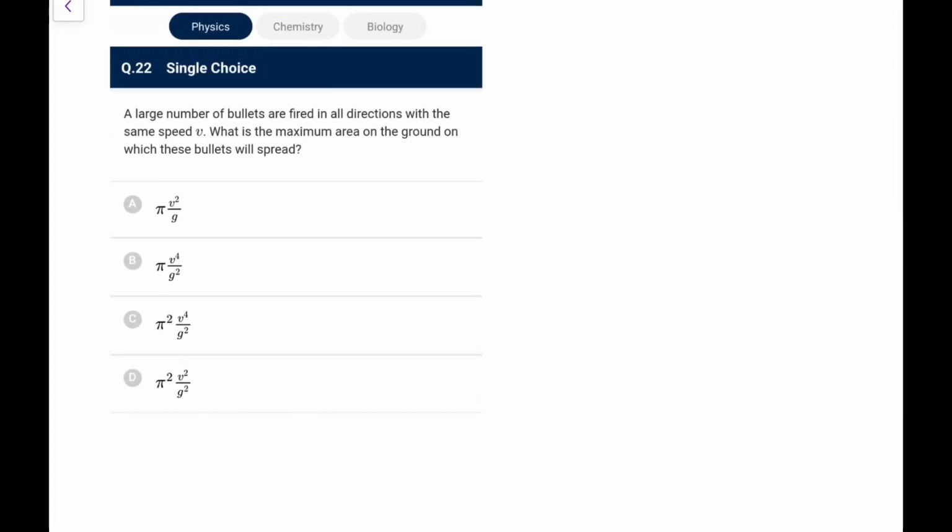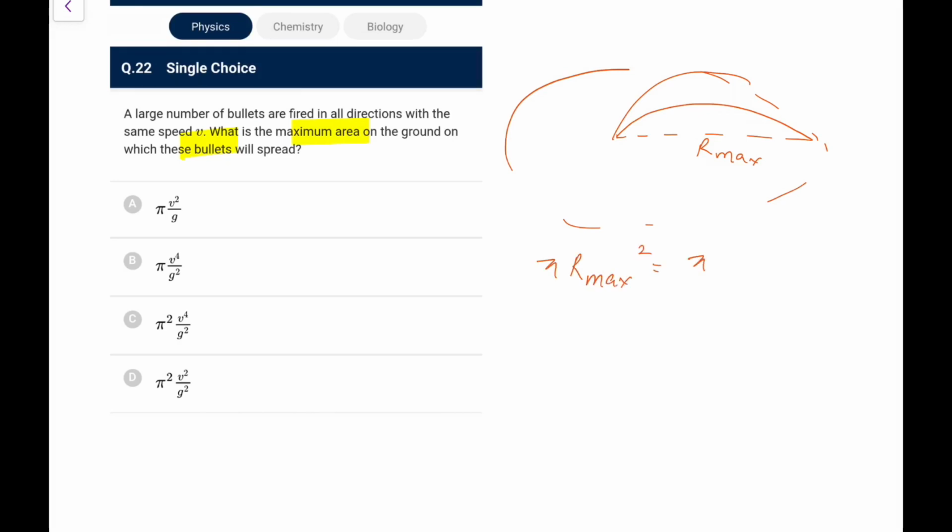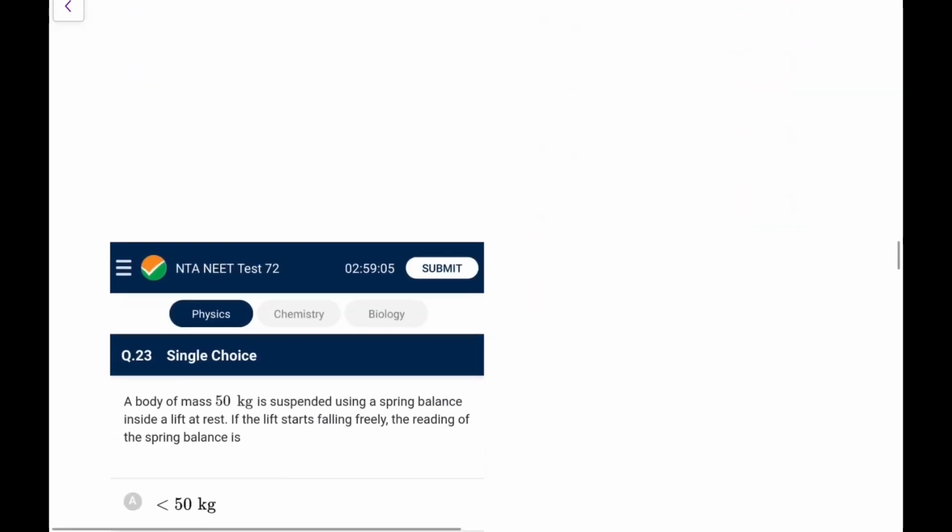Next, a large number of bullets are fired in all directions with the same speed v. What is the maximum area on the ground that they cover? You remember this thing, the maximum range for anyone, it is going to be R max, and if you throw in all directions, it will go like this in all directions, it will be a circle. So maximum area would be pi R max square, and R max you know is equal to u square by g at 45 degrees, whole square. So it is pi u to the power 4 by g square. That is option B. Very common question.